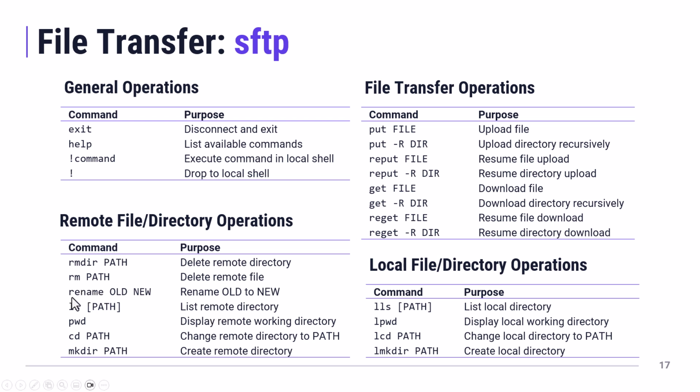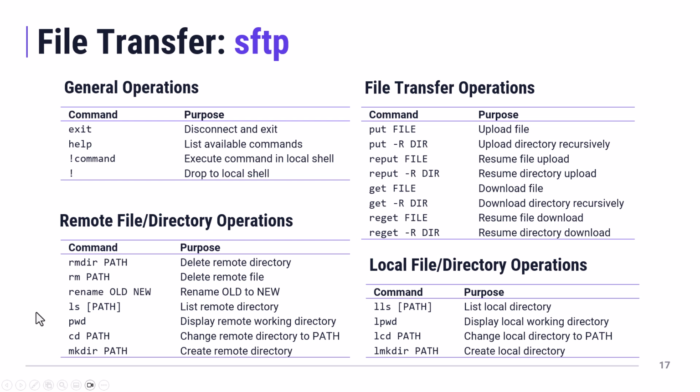We've got rename. So instead of mv, we've got rename. Rename one file name to another file name. We have the familiar rm to delete a remote file, or rmdir to delete a remote directory. pwd to list the current working directory on the server. And of course, we have cd and make directory to move around and create directories.